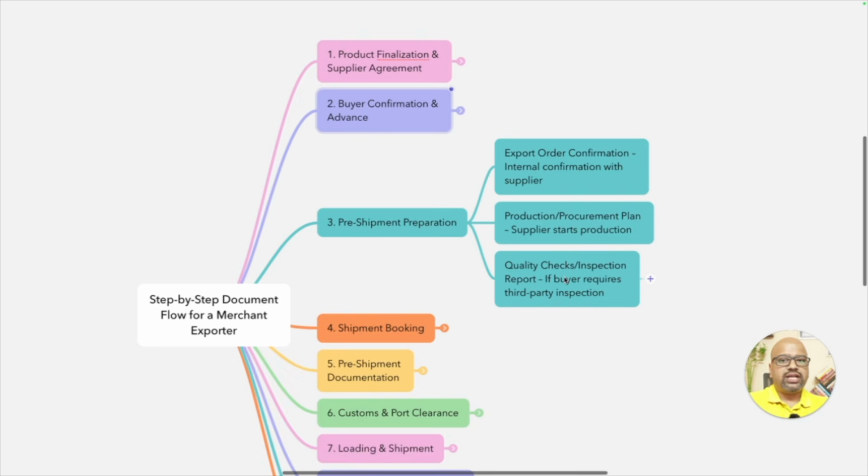Then comes the quality inspection. If the buyer has already asked and you know that you have to get a third party inspection, once the goods are ready, you're going to put a request to the third party agencies who are going to come down. Normally SGS is preferred, but if the buyer is requesting some other agency, you need to add it.